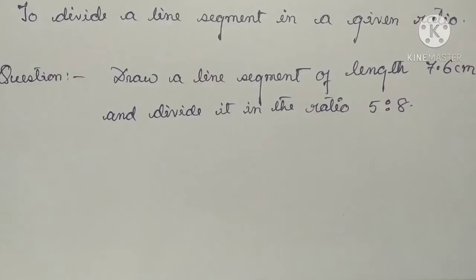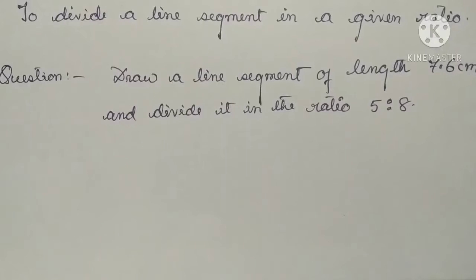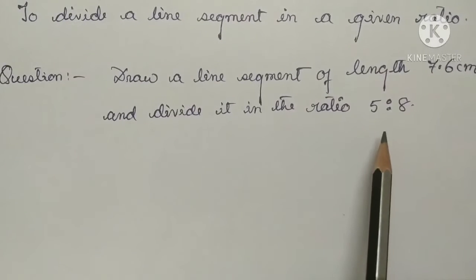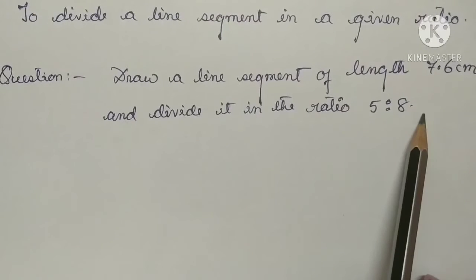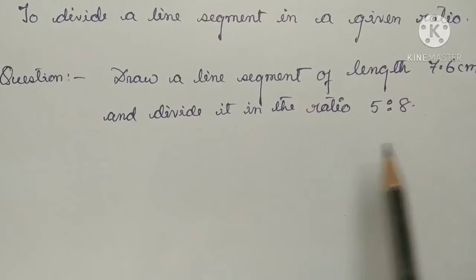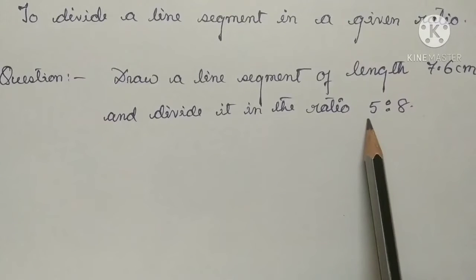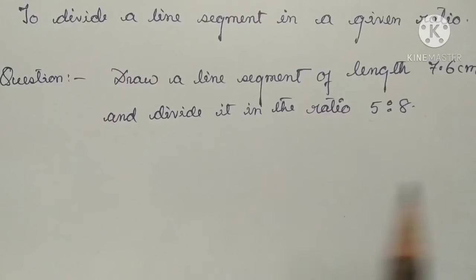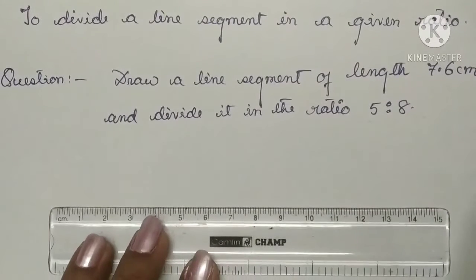So in order to do this type of construction, first we need to draw the line segment whose length is given, and then they have told to divide it in the ratio 5:8. Since the line segment has to be divided in the 5:8 ratio, it means that the total line segment has to be divided into 5 plus 8, total 13 parts. Out of these 13 parts, 5 parts should be in one side and 8 part should be in other side. Okay, so how to do this type of construction?